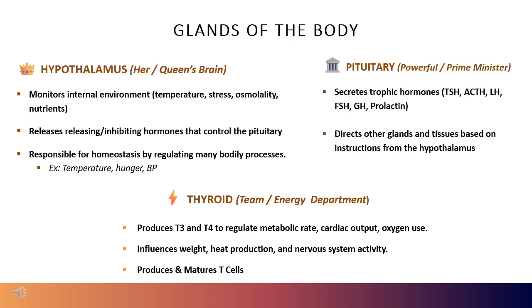Next is your thyroid. For the mnemonic, that's associated with the word team, and then we consider that our energy department. The thyroid gland controls how fast or slow the body runs. It's going to release T3 and T4, and those regulate metabolism. They also regulate heart rate, body temperature, and how we use that energy.